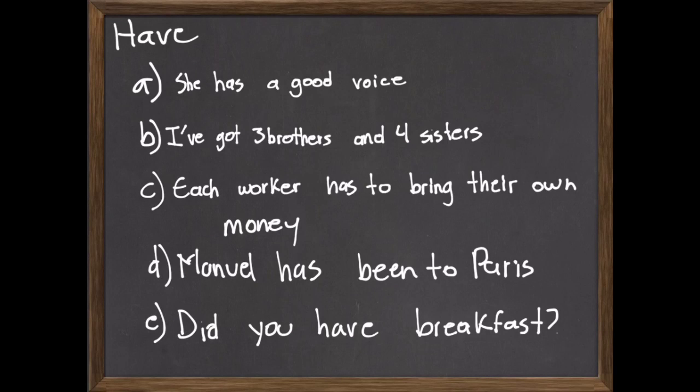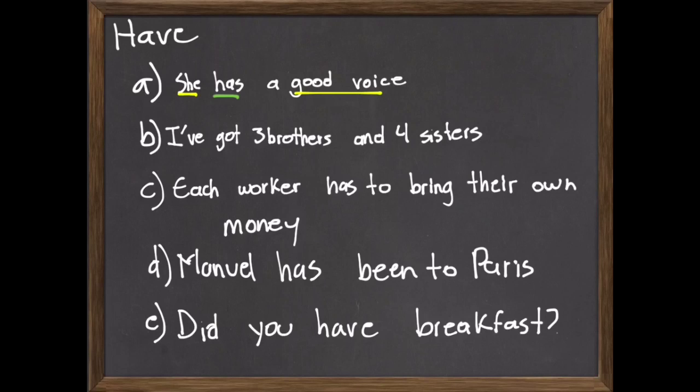I have added a few examples, and I'm going to explain the rules by looking at the examples. So the first use of this form would be to talk about possessing or owning something. When something belongs to someone, we use the verb have. For example, she has a good voice. The good voice belongs to this person, to her.